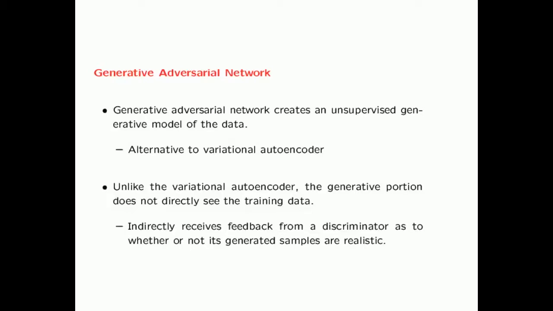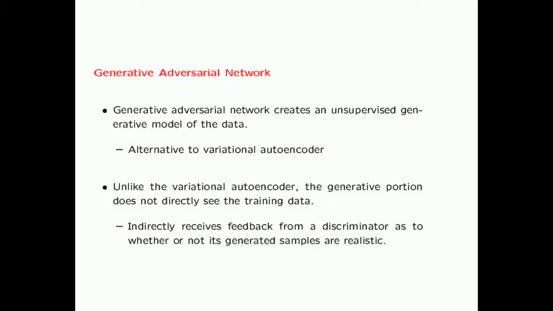A variational autoencoder has an architecture which looks like an autoencoder. That means that it has both an encoder portion and a decoder portion. The encoder portion receives the training samples, converts them into a code, and then it decodes them into the output samples. So at least during the training phase, the variational autoencoder does see the training samples. However, during the generative phase, the encoder can be thrown away and only the decoder portion can be used. However, in a generative adversarial network, there is no training of an encoder portion.